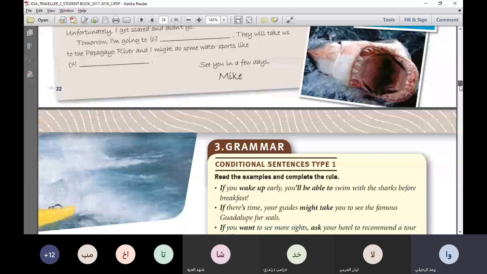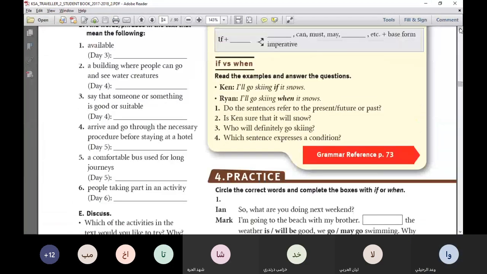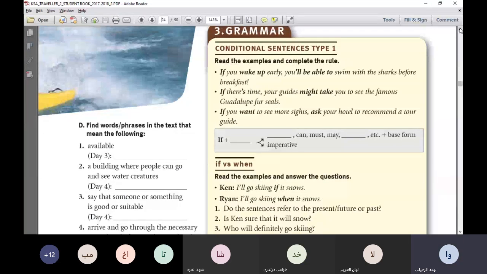Okay, now pay attention, Ola. So in conditional sentence type 1, if you have your book, it will be easier for you because you will see the answers of the grammar here. Okay, the conditional sentence type 1 is that when you use if or when. I use if when it's about what? About actions or time?